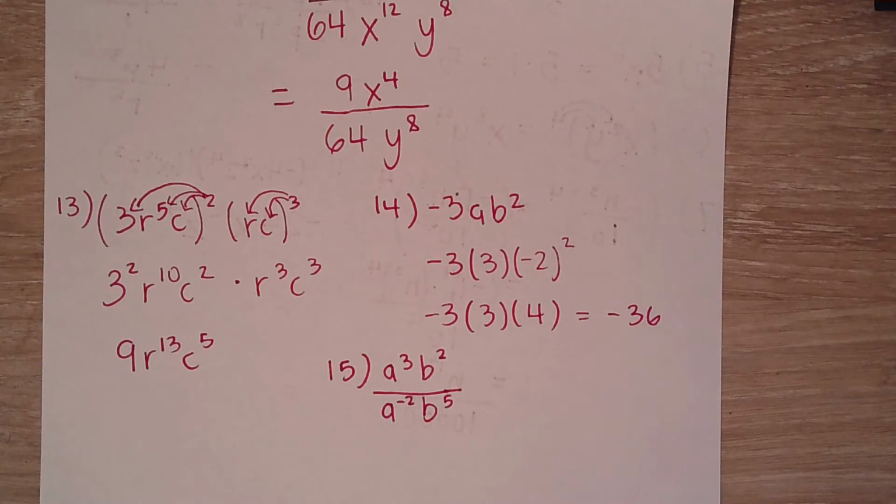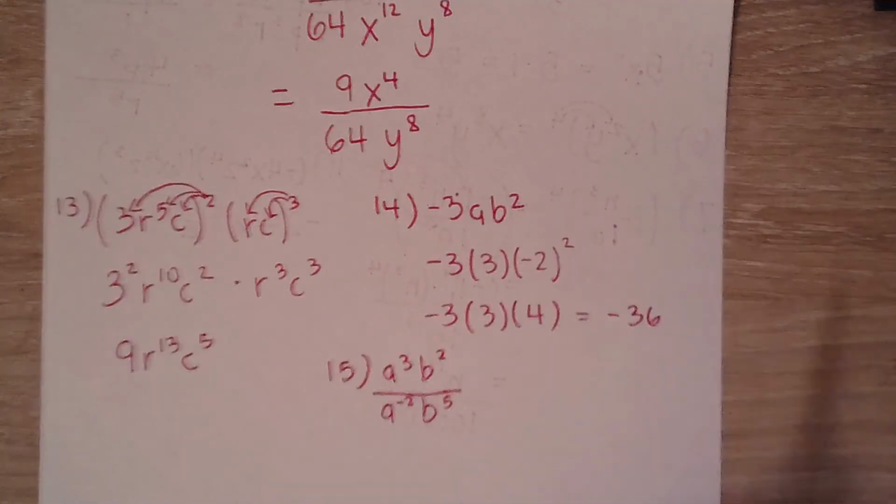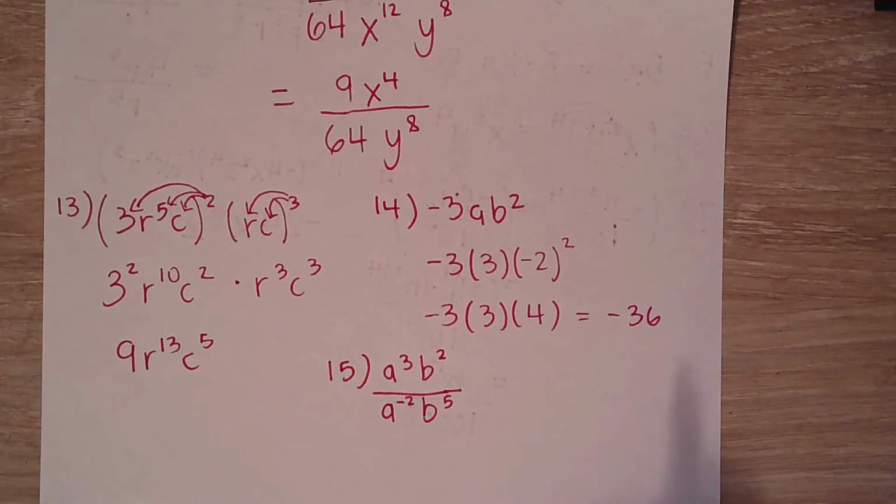All right, question number 15. When I was helping some students, a lot of them plugged in a number for A and a number for B first, and then they solved it. That's not wrong, but it's a lot easier to just simplify this using our rules that we know. So let's go ahead and do that.